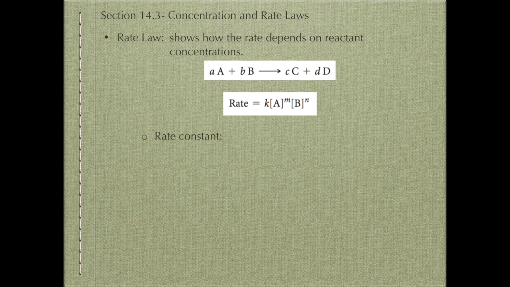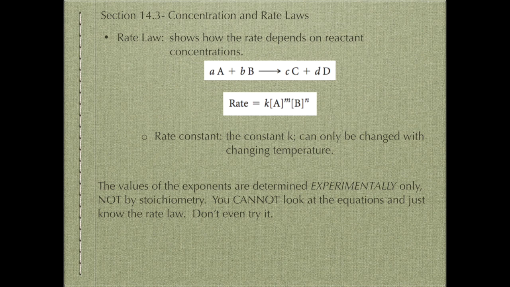So what is your rate constant? Well, your rate constant is your K, and the only way you can change K is by changing temperature. So otherwise, for a specific reaction, unless you change temperature, your K will always stay the same.